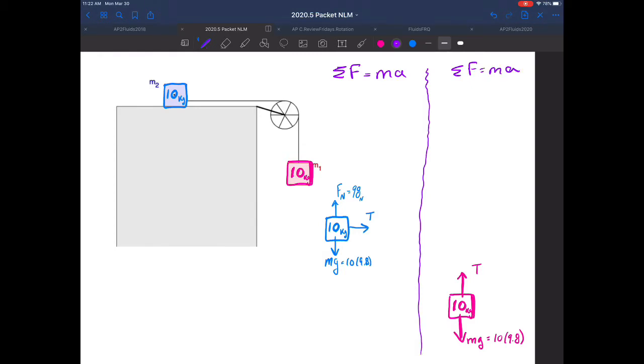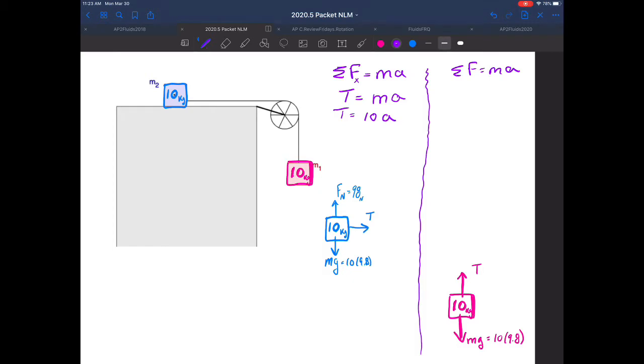So let's look at the blue block. Let's look in the X direction because the block is only moving to the right. It's not moving up and down. What force do you see pulling to the right? You should see just tension pulls to the right. So this force expression is filled in with tension equals ma. We can take this one more step because you know the mass is 10. And that's all we can do with the blue block side.